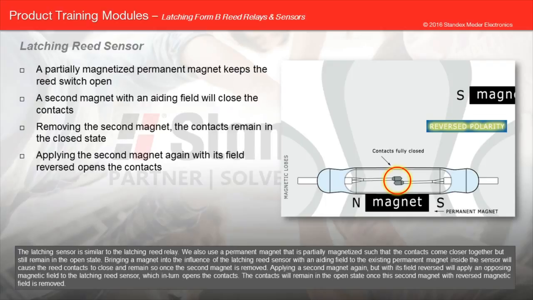Bringing a magnet into the influence of the latching reed sensor with an aiding field to the existing permanent magnet inside the sensor will cause the reed contacts to close and remain so once the second magnet is removed. Applying a second magnet again, but with its field reversed, will apply an opposing magnetic field to the latching reed sensor, which in turn opens the contacts. The contacts will remain in the open state once this second magnet with reverse magnetic field is removed.